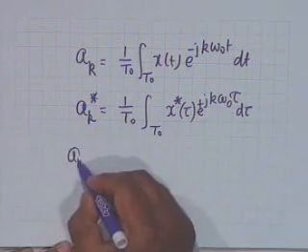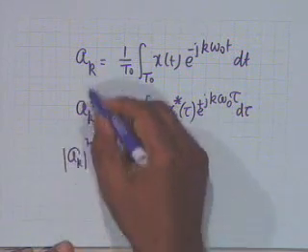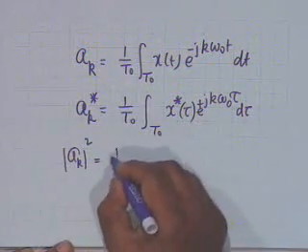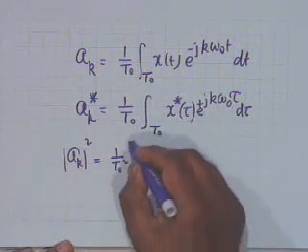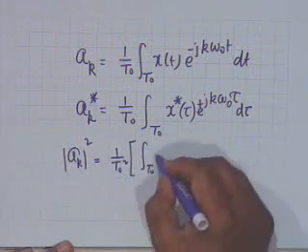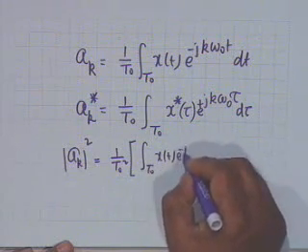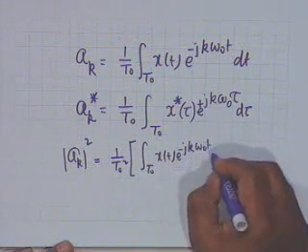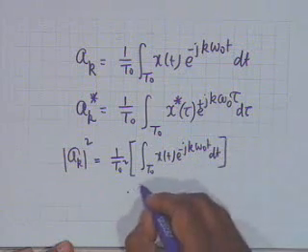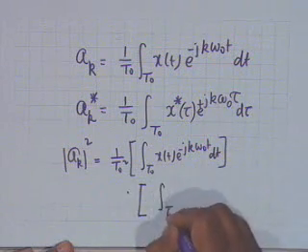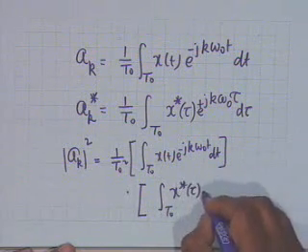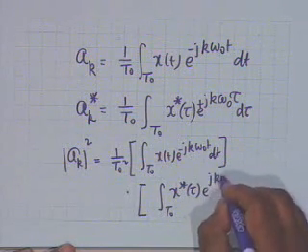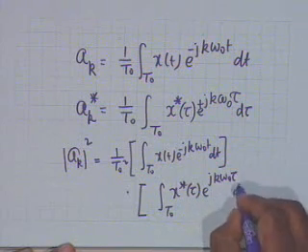Therefore Ak mod squared, if I multiply the two, would be simply 1 by T0 squared, then two integrals. One is x of t e to the minus j k omega 0 t dt, multiplied by the second integral, which is also over one period, x star of tau e to the power j k omega 0 tau d tau.